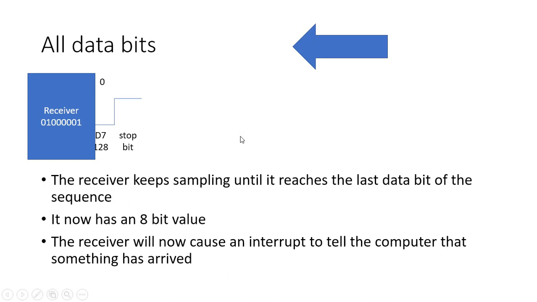Anyway, keep on going. And then finally D7 arrives. That's also low. So we now have this sequence here. That's the number of 1, 2, 8s.